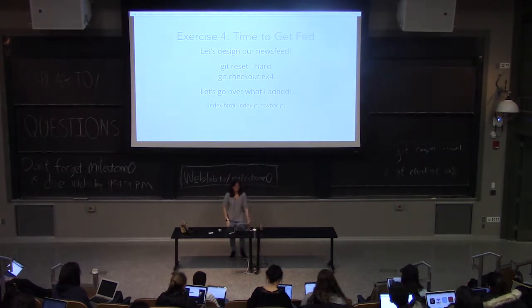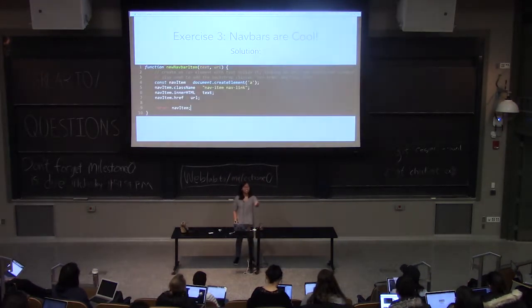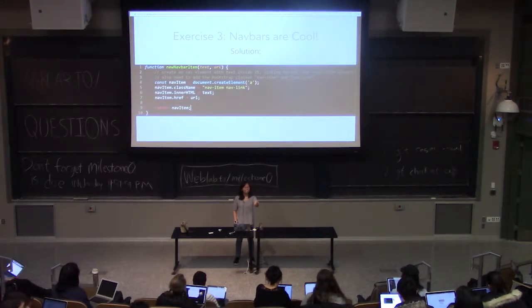On to our last exercise. Time to get fed. Oh, yes. Sorry. So the functions renderNavbar and newNavbarItem are in Navbar.js, right? Yes. How does calling a function in profile know to look in that file for the functions?